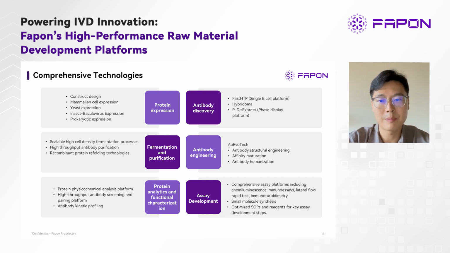Lastly, the asset development, which is also a critical component for the raw material development. We routinely test the compatibility of our raw materials on different asset platforms, including chemiluminescence immunoassays, lateral flow rapid test, and immunoturbidimetry assays. From our experiences, we have developed a good number of optimized SOPs for key asset development steps.